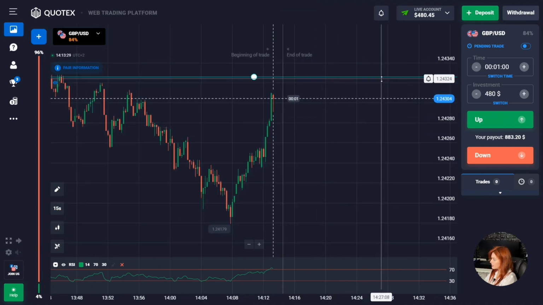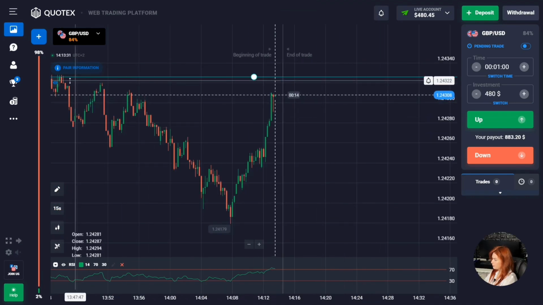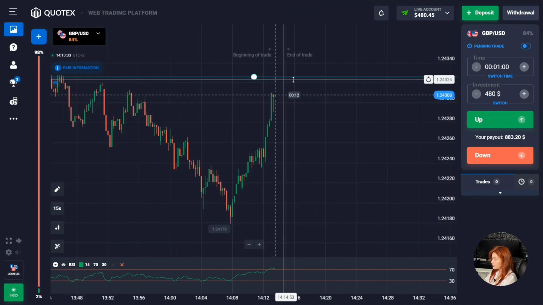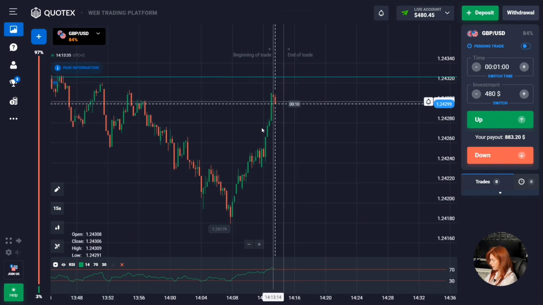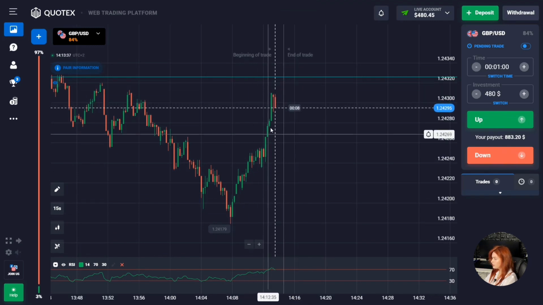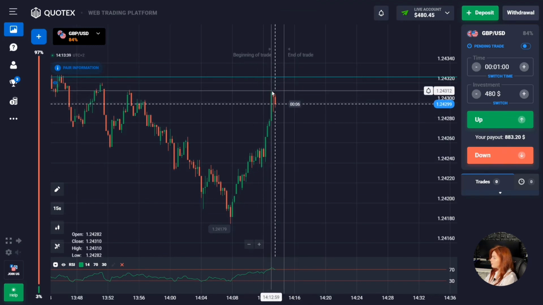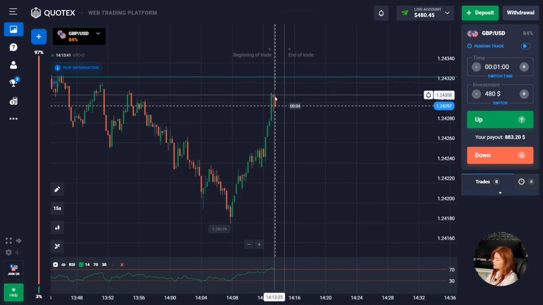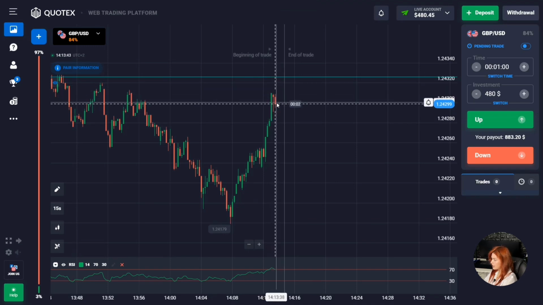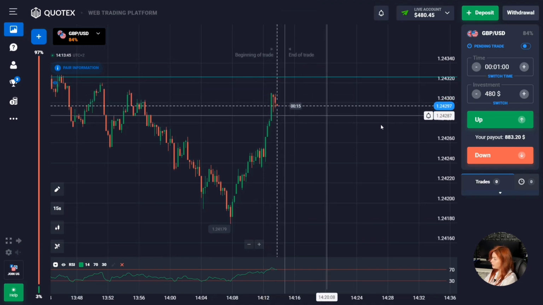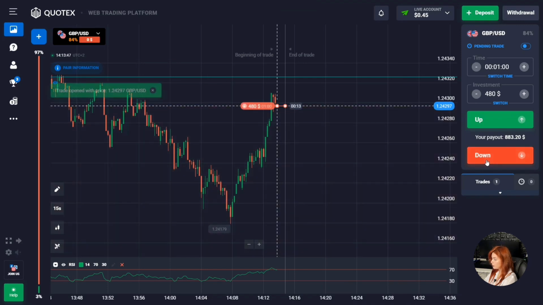We have a resistance level at the top here. At the same time, we can see that at the moment there is a good confident uptrend. At the moment the price has approached the resistance zone. There was also a reaction from this zone. At the moment red candles have begun to form, and here we will open a 1 minute deal to go down.